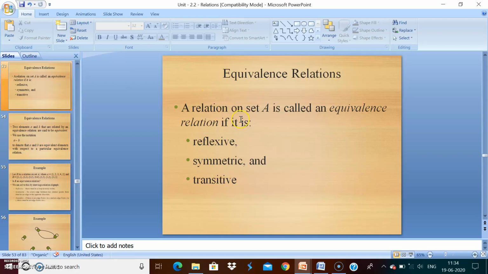Sometimes a relation capital R on a set capital A is called a compatibility relation when R is reflexive and symmetric. So only two properties means compatibility, three properties means equivalence binary relation. These are all different types of relation sets.